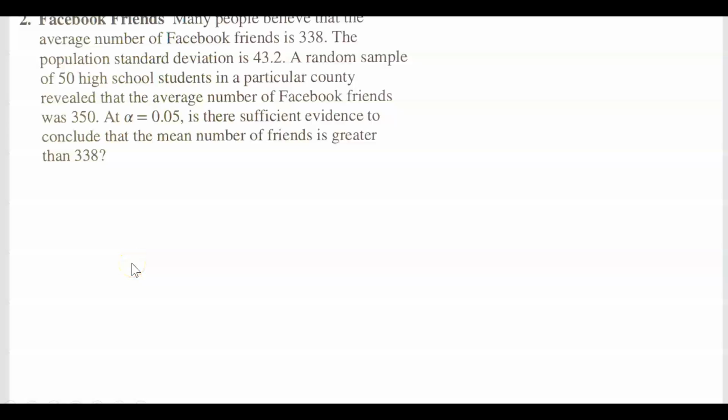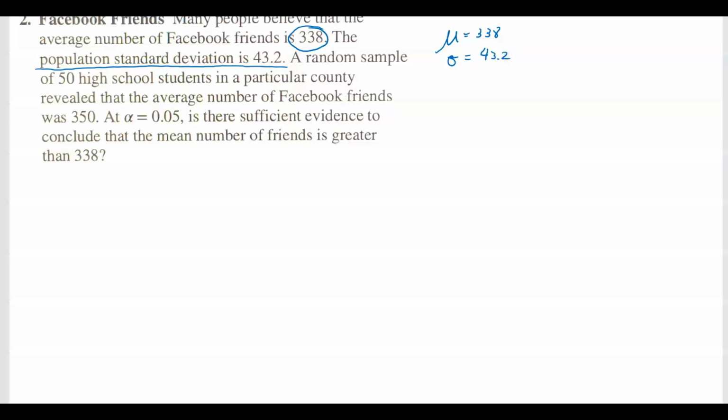So this is just a video to go over a question from the homework from the section about the z-test. So we have here, many people believe that the average number of Facebook friends is 338. This is sort of a hypothesized mean, all right? So I'm going to put it down as mu 338. The population standard deviation, okay, this is really important because this is my sigma. I know the sigma is 43.2.